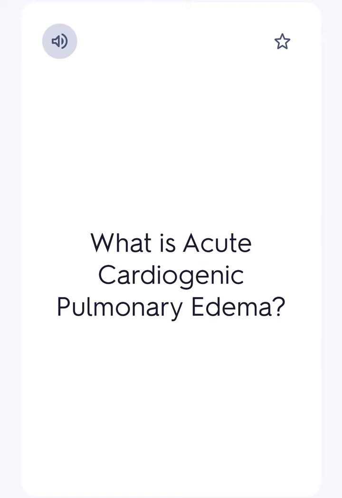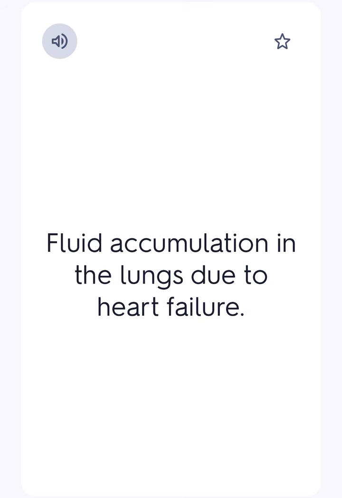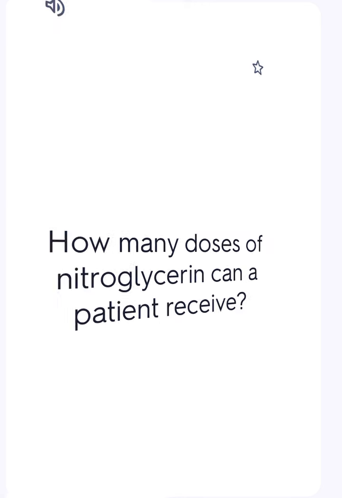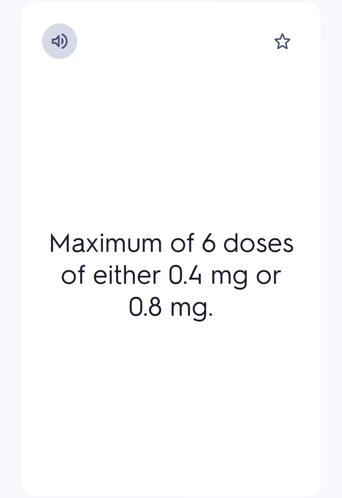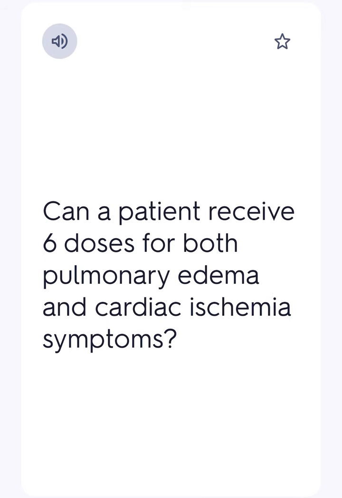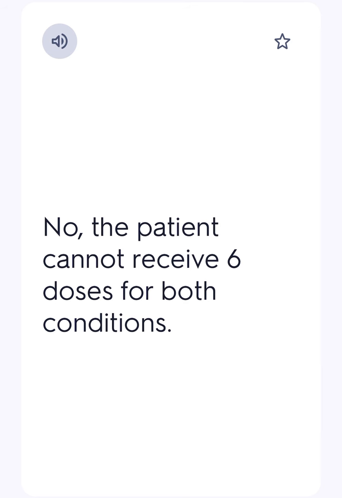What is acute cardiogenic pulmonary edema? Fluid accumulation in the lungs due to heart failure. How many doses of nitroglycerin can the patient receive? Maximum of 6 doses of either 0.4 mg or 0.8 mg. Can the patient receive 6 doses for both pulmonary edema and cardiac ischemia symptoms? No, the patient cannot receive 6 doses for both conditions.